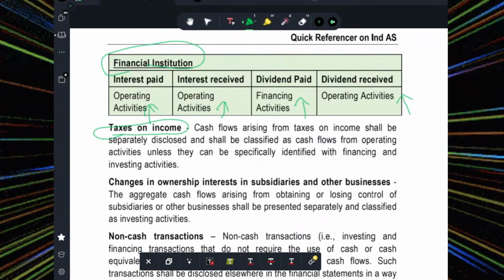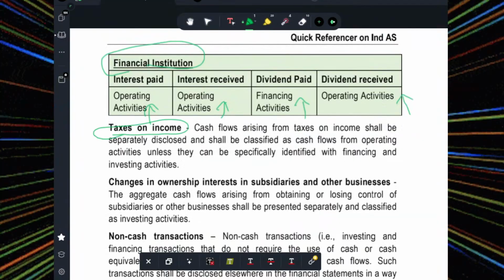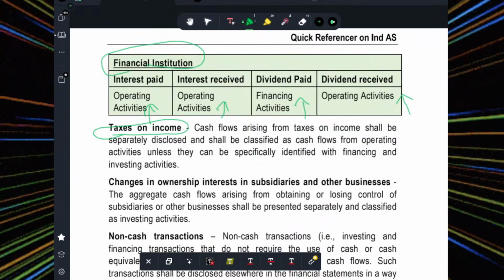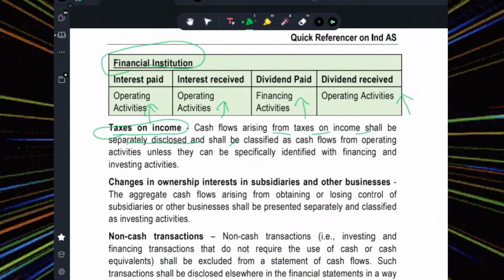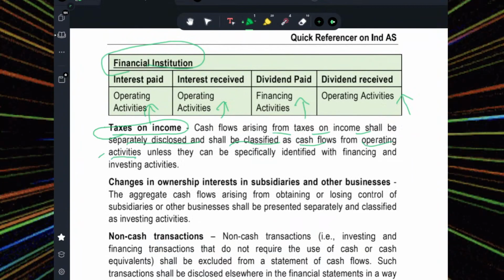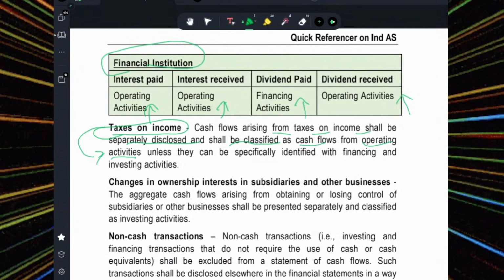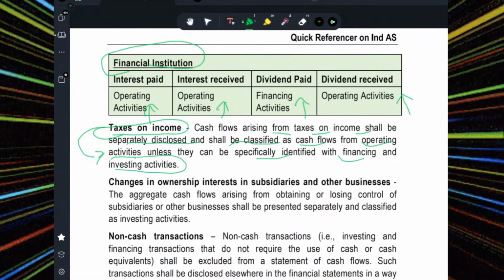Taxes on income, cash flow. How do you consider taxes? The cash flow arising from taxes on income shall be separately disclosed and shall be classified as cash flow from operating activities, unless they are specifically identified with financing and investing activities.